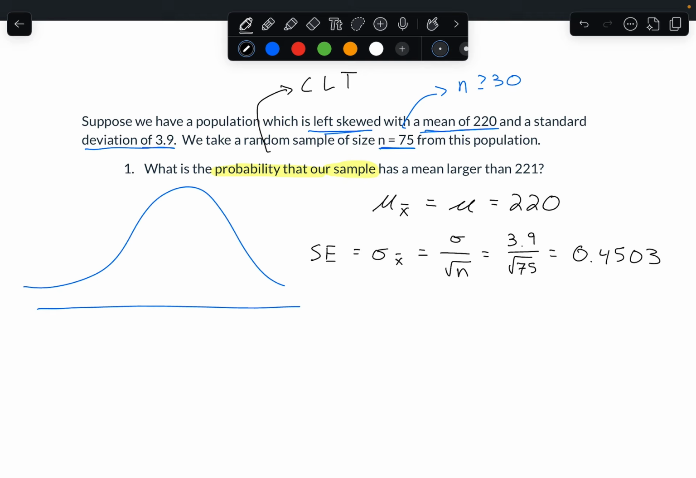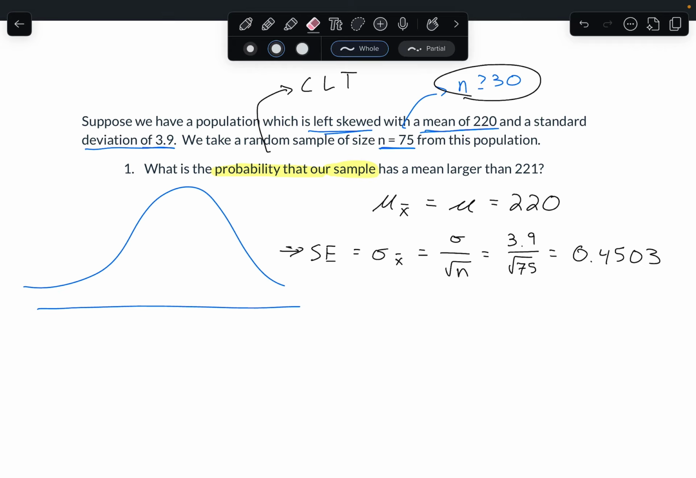So the first thing that you would want to do is verify that the central limit theorem works by checking, is n greater than or equal to 30? We've already said yes, it is. The next thing, once you've established that, is to figure out the mean of the sampling distribution and the standard deviation of the sampling distribution. We've done that as well.